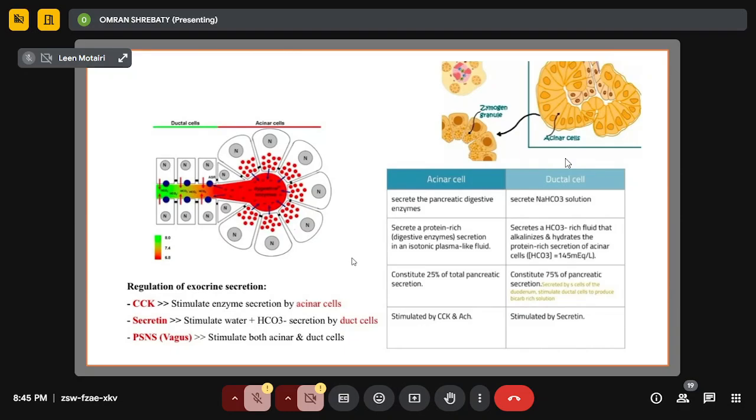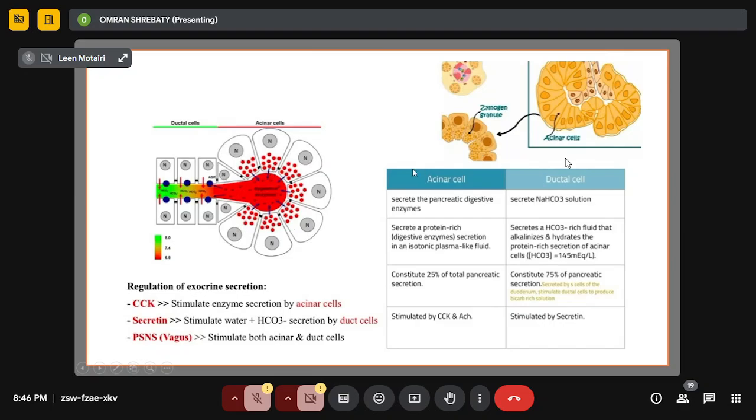So as we can see here in the picture, here we have the acinar cells, and here are the ductal cells, and here are the acinar cells. Each one needs to get activated. CCK will stimulate the acinar cells, while secretin is going to stimulate what? The ductal cells. While the parasympathetic via the vagus is going to stimulate both the acinar and the ductal.